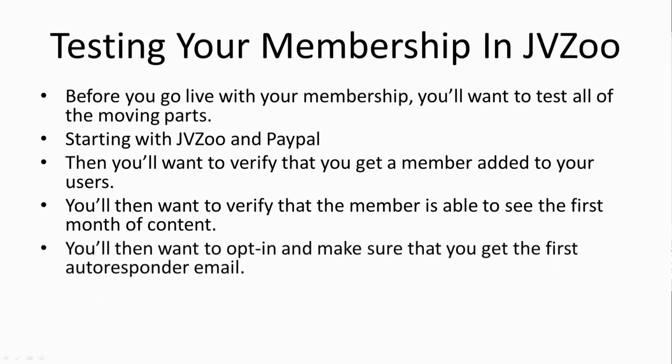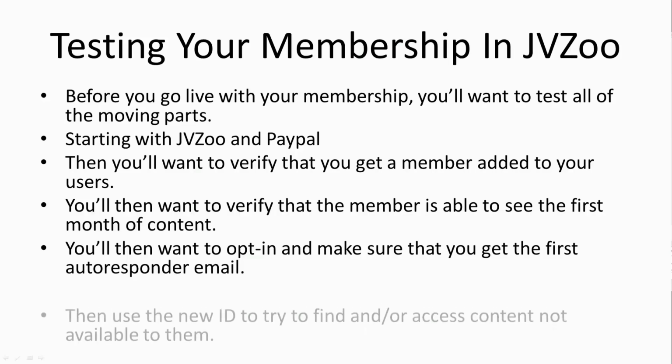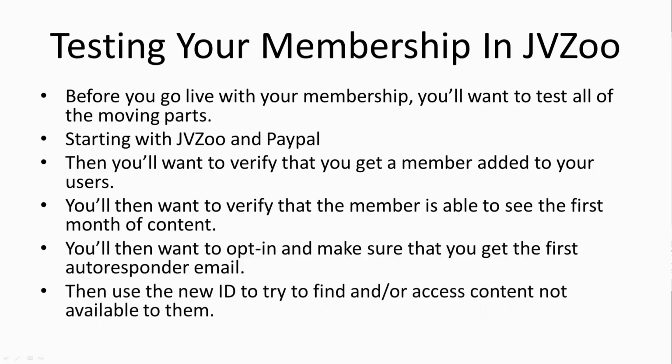You'll then want to opt into your list and make sure you get the first autoresponder email, because that's going to be a good indication that you're going to get the other one in 30 days. Then use your new ID to try to find or access content that's not available to you. This will mean that if you're using that new ID and you can't get to the other content, or you're blocked, or you can't find it for some reason, then your customer will not be able to share your content without having paid for it.